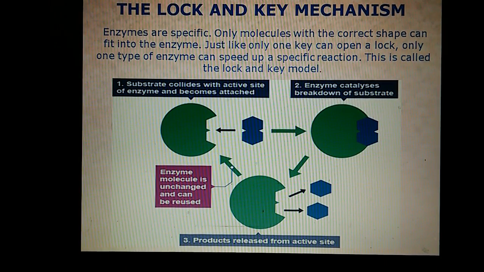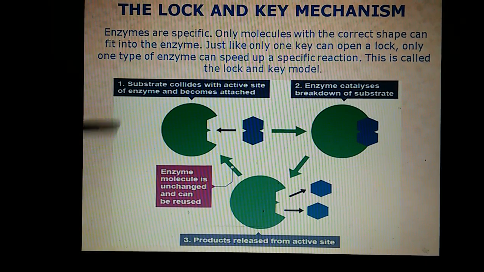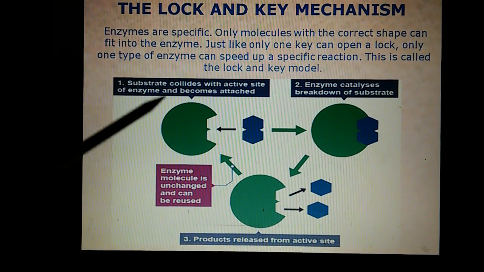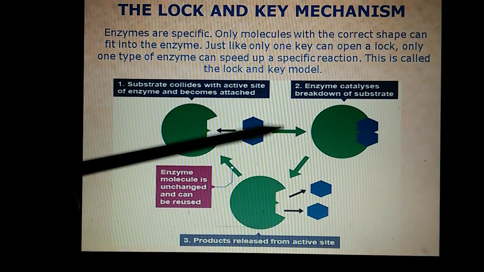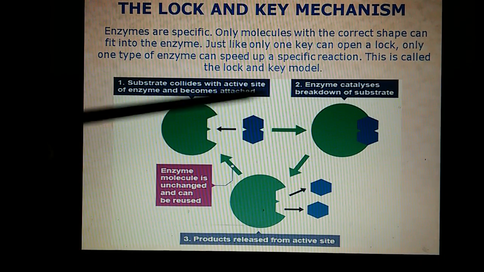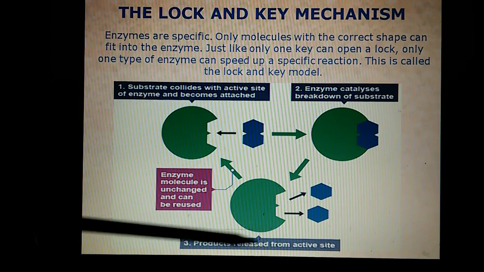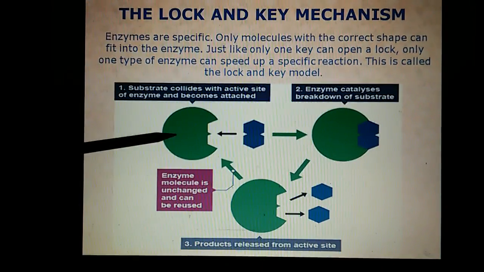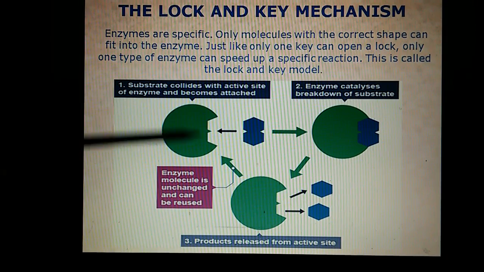You can see the diagram here. The substrate collides with the active site of an enzyme and becomes attached. After the attachment, they form an enzyme-substrate complex that catalyzes the breakdown of the substrate. Finally, the product is released from the active site, and the enzyme is again free and ready to combine with another molecule.